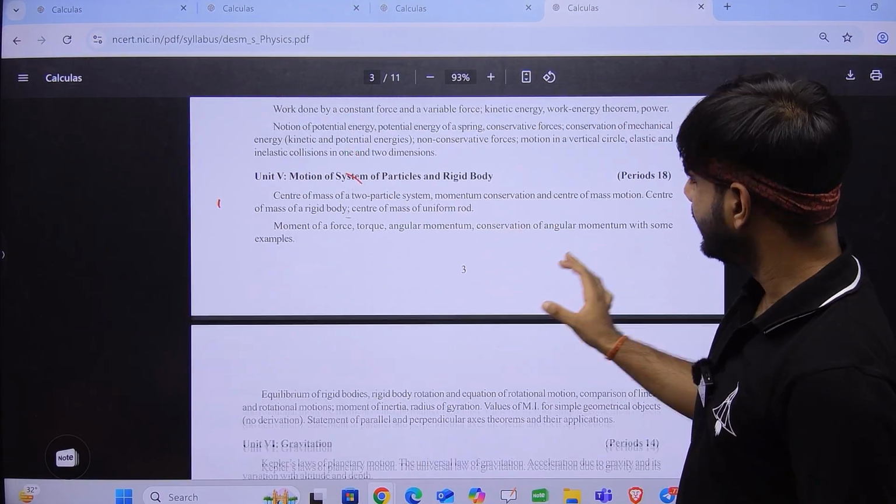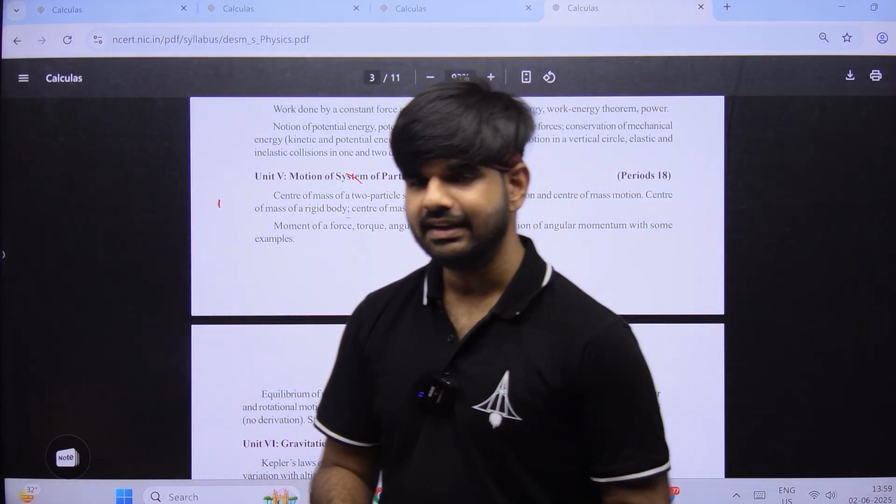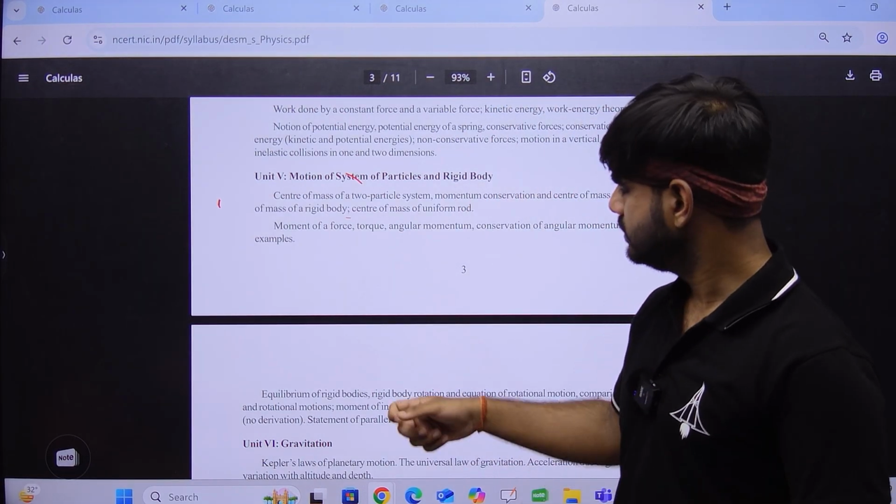Rotational motion is very, very important. Sometimes conceptual yet easy, and sometimes calculative yet difficult questions are asked from rotational motion.